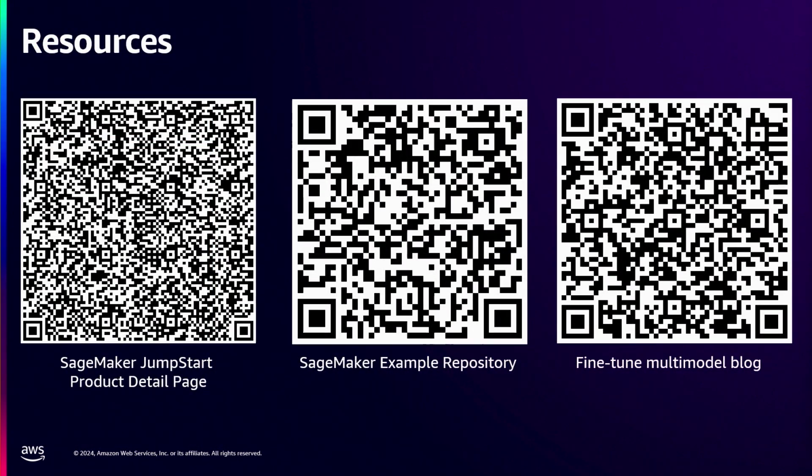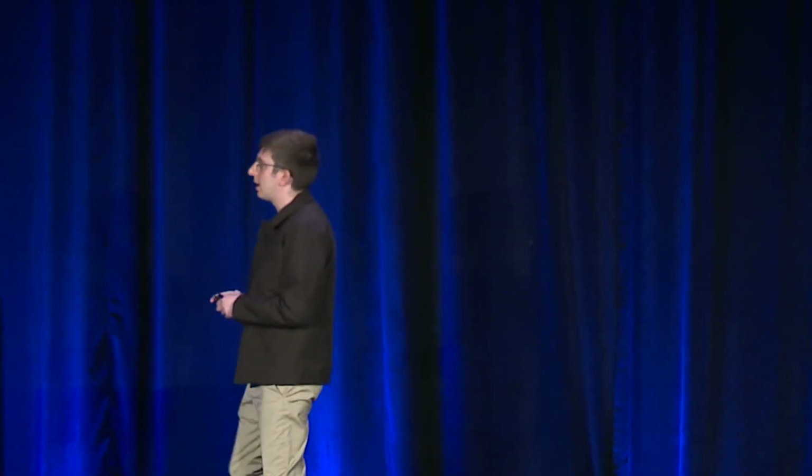So with that, please take a look at some of the resources available out there. We've got the SageMaker Jumpstart product detail page, which has a bunch of details on the different foundation model offerings we have. We also have a great example repository that you can use to get started. And if you want to fine-tune a Llama 3.2 model as seen in this demo, you can take a look at the blog that we've recently released. And with that, I'll hand it over to Maren to provide some of the exciting details that Intuit's doing with fine-tuning on SageMaker.